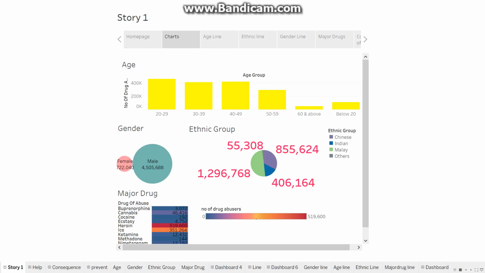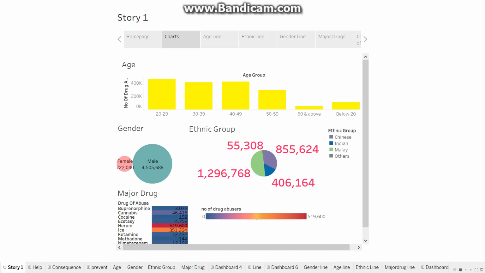From this bar chart, I can see that the age group 20 to 29 years old have the highest number of drug abuse of 459,000, whereas the age group 60 and above has the lowest number of drug abuse, which has a number of 48,000.